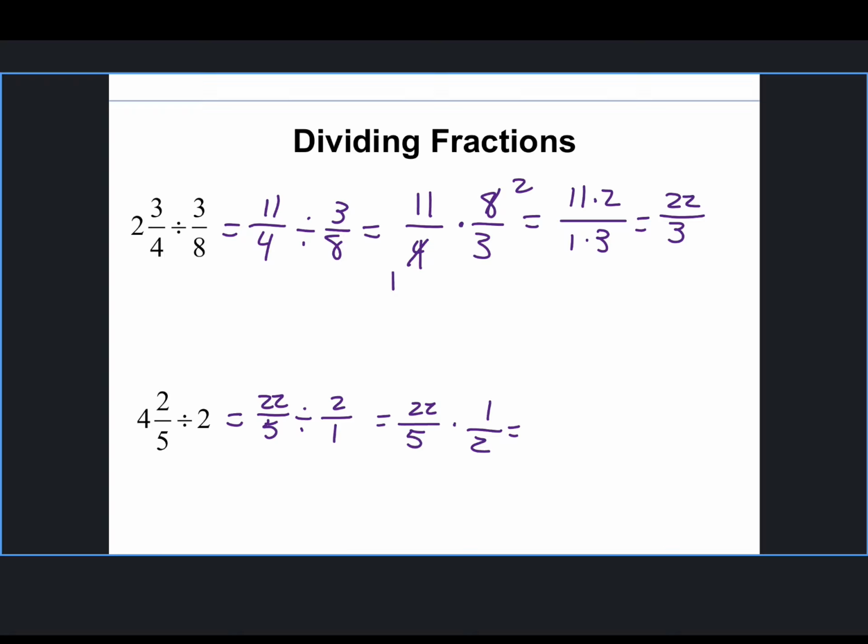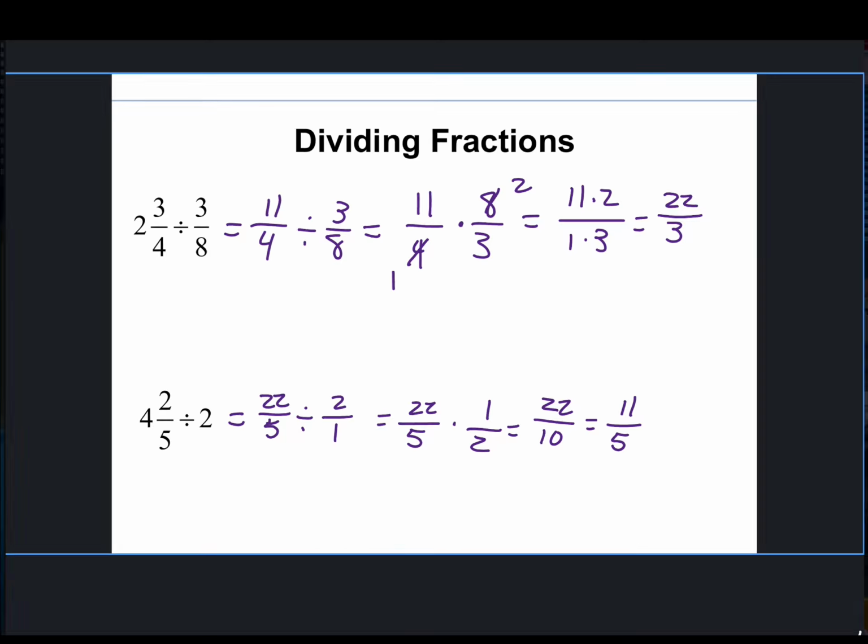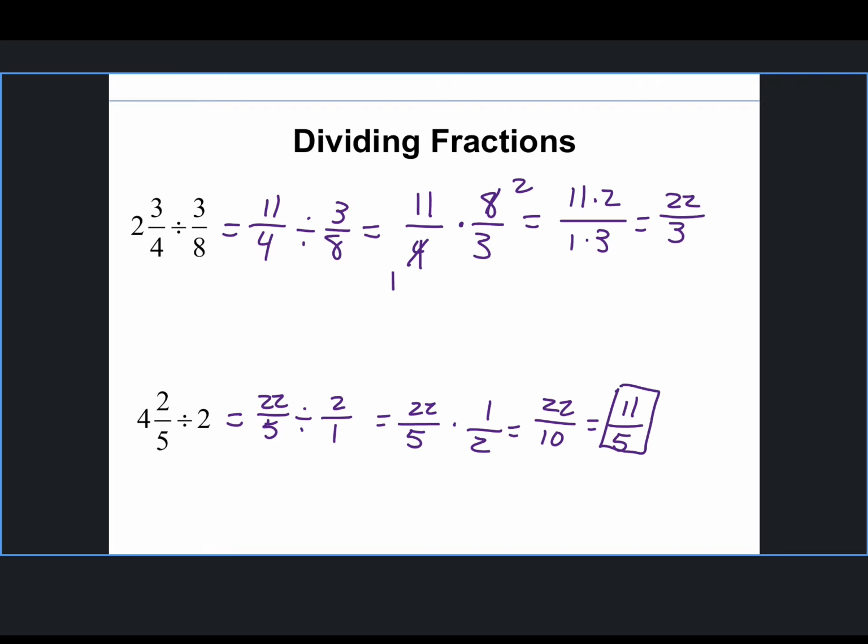22 times 1 is 22, over 10. And what do 22 and 10 have in common? 2. They have a 2 in common. So 22 divided by 2 is 11, and 10 divided by 2 is 5. So 11/5 is our final answer. Let's try that again. Very good.